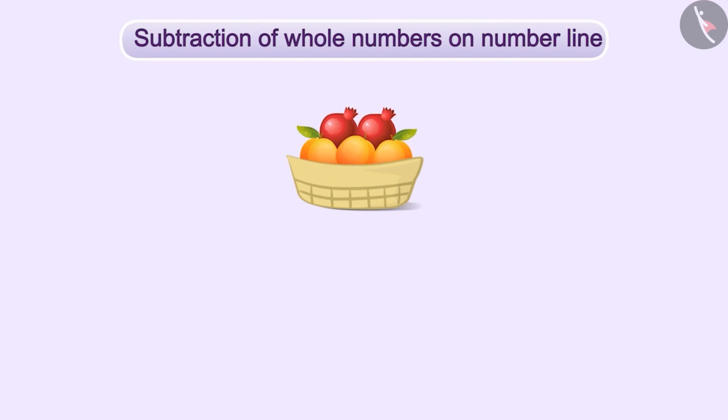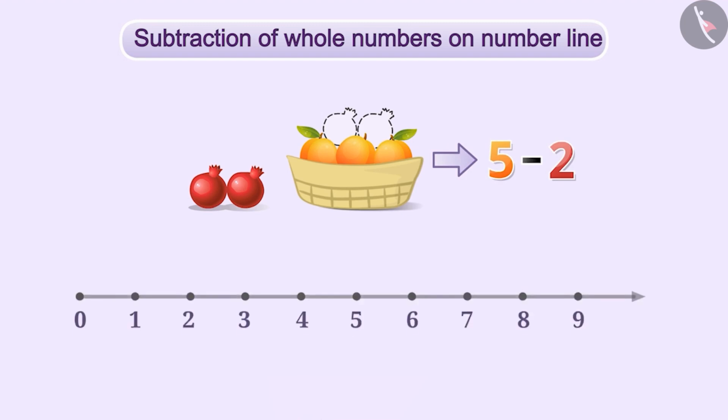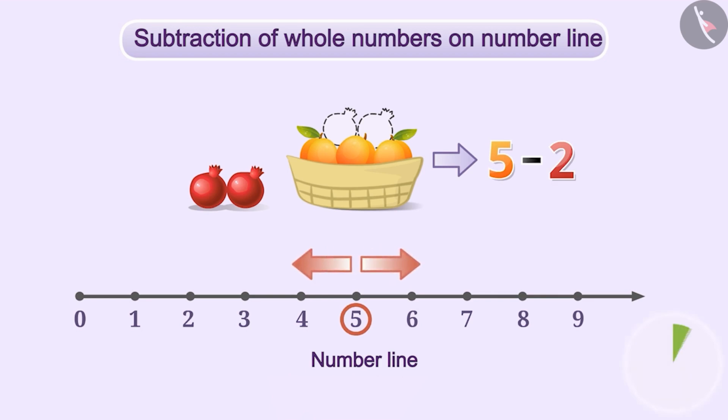Suppose we remove 2 fruits from 5. Then, how many fruits will be left? To find the value of this, we need to subtract 2 from 5. Let's express it on the number line. First number is 5, so we will start with 5 on the number line. Will you be able to tell in which direction we should go? Just think about it.